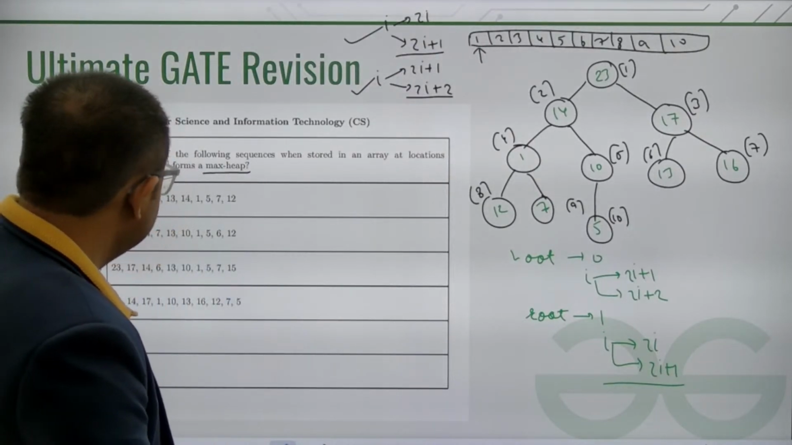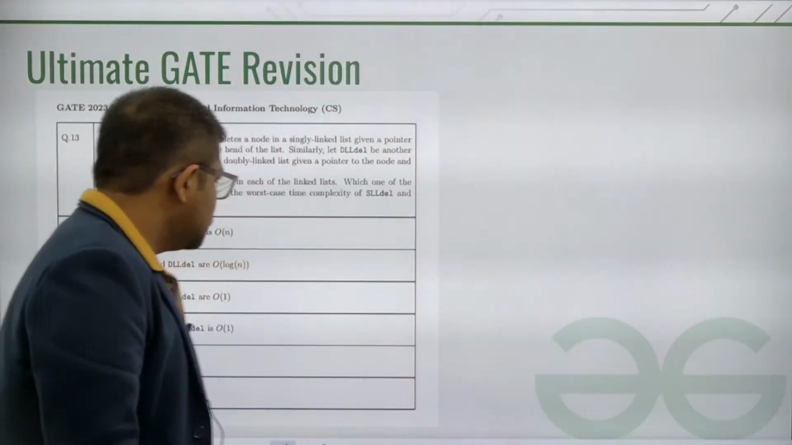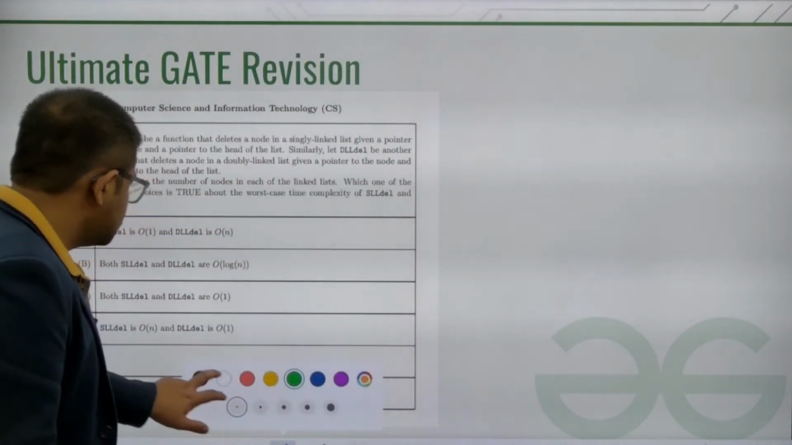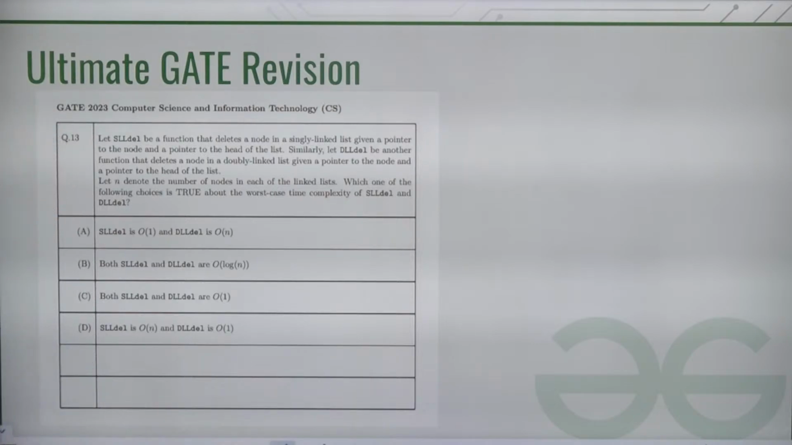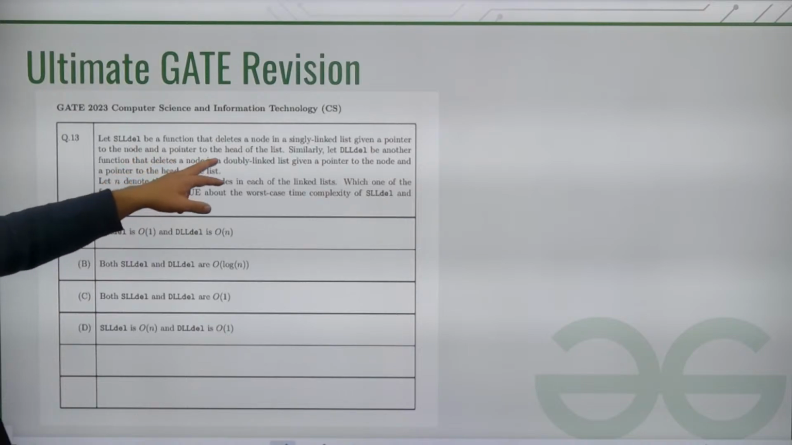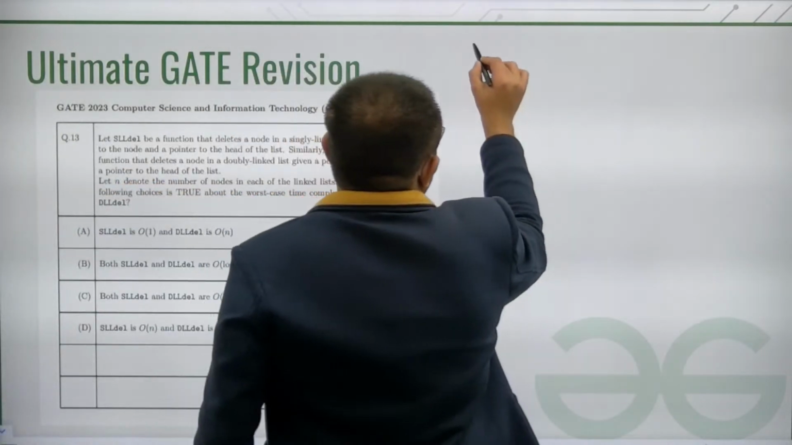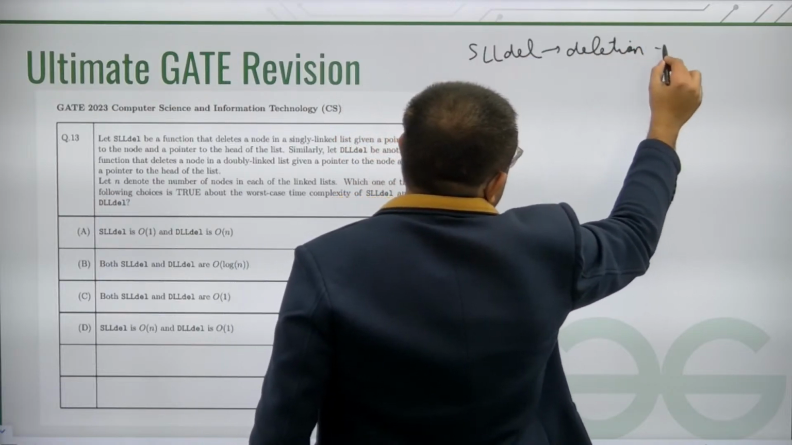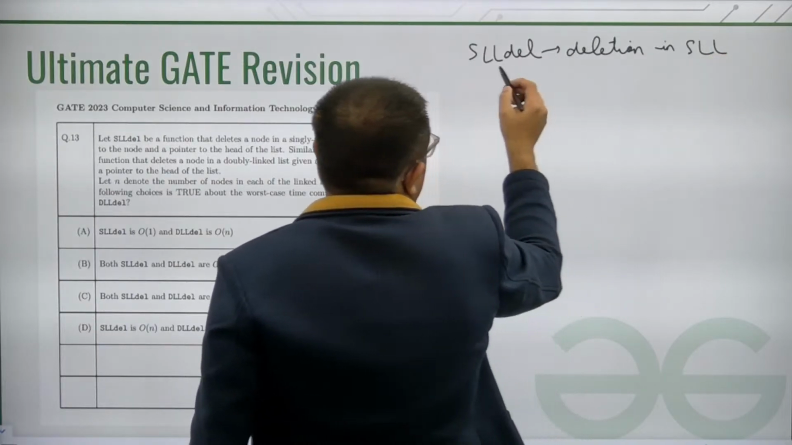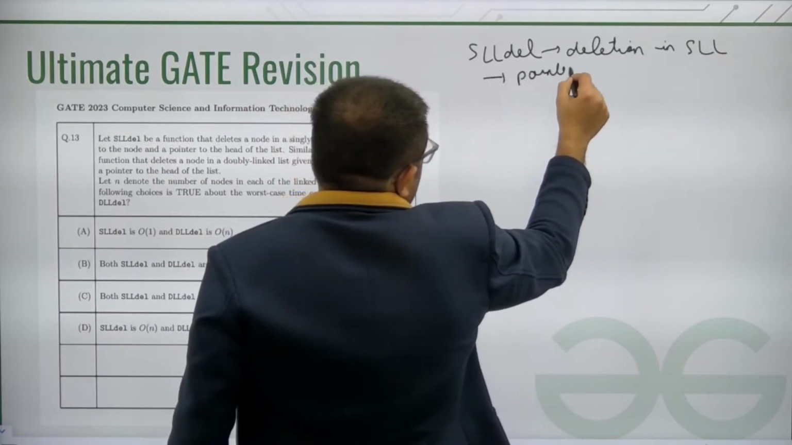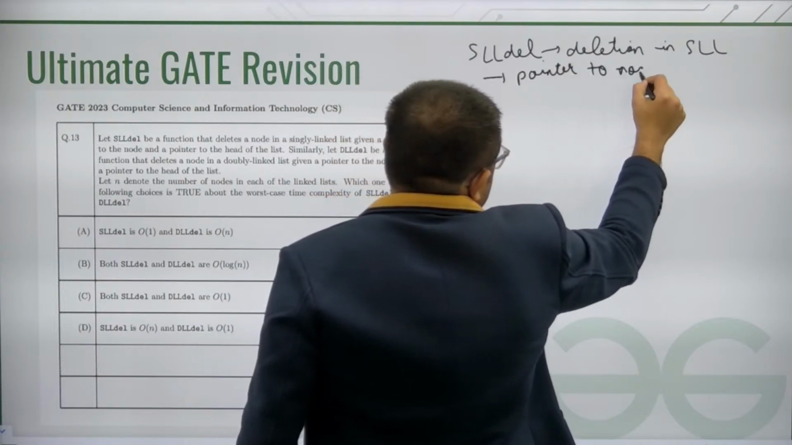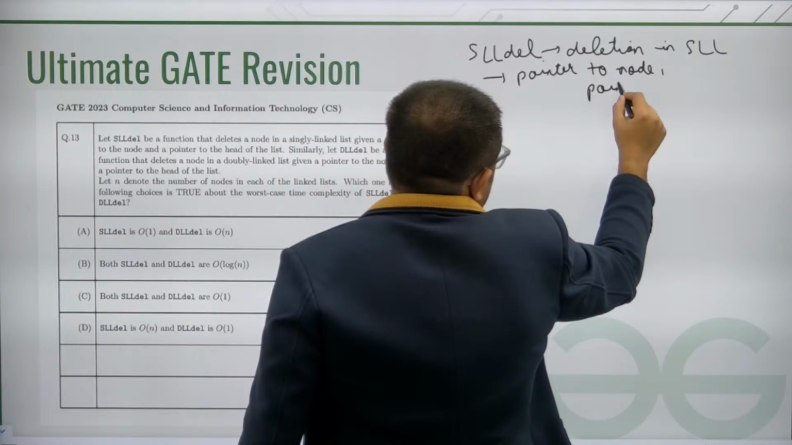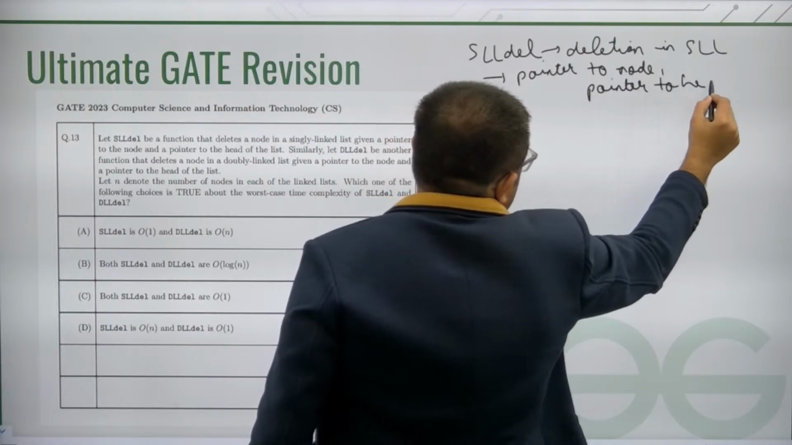Let's move to next question. What does this question say? It says that let SLL be a function that deletes a node in a singly linked list given a pointer to the node and a pointer to the head of the linked list. So SLL delete is nothing but deletion in singly linked list. And what we are given? We are given pointer to node which is to be deleted and pointer to head of the linked list.